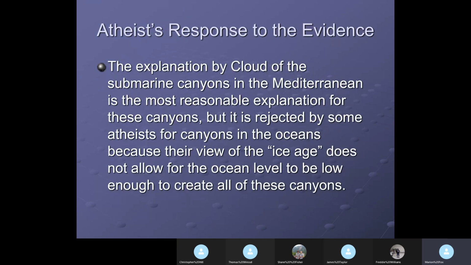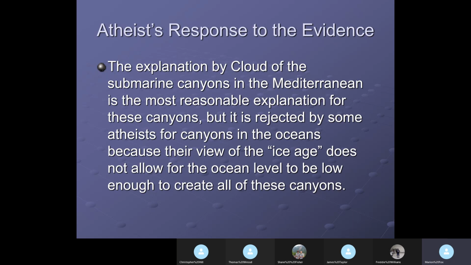The explanation by Cloud of the submarine canyons in the Mediterranean is the most reasonable. Now we're talking about the Mediterranean Sea. It's the most reasonable explanation for these canyons, but it's rejected by some atheists for canyons in the oceans because their view of the ice age does not allow for the ocean level to be low enough to create all these canyons. Remember, they say it went down about 500 feet, but these canyons go like 1,000, 1,500 feet down, sometimes 2,000 feet. So we got a problem here. They can't get enough ice to do that in their ice ages. So they have a problem with it.